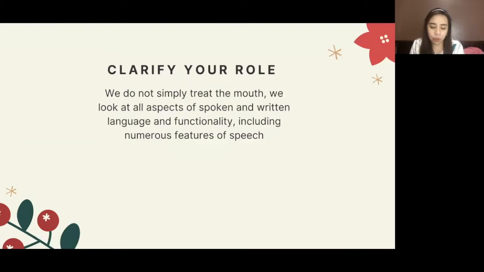Next, clarify your role. We do not simply treat the mouth, we look at all aspects of spoken and written language and functionality, including numerous features of speech. This is very important because as an intern during my first rotation, after evaluation, I asked the mother, who was watching during teletherapy, if she had any comments, and she said, "Teacher, why are you asking about those concepts and all? I thought you were speech pathology." So I really had to explain, ma'am, that's not the only thing we do. We look at how your child interacts. We look at how he or she answers. We look at if he or she can label, how he or she expresses.